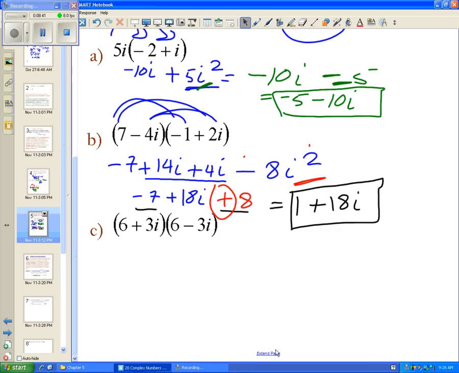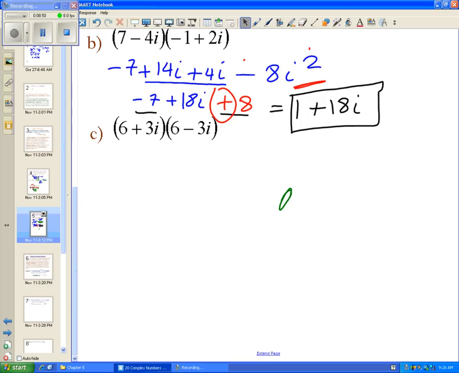Letter C is going to be something that is very useful, if my board will actually work. There we go. These are called conjugates, even to the point they are called complex conjugates. They're complex conjugates because the real terms are the same, the imaginary terms are the same, and the only difference is one is positive and one is negative. Let's see what happens when I multiply complex conjugates.